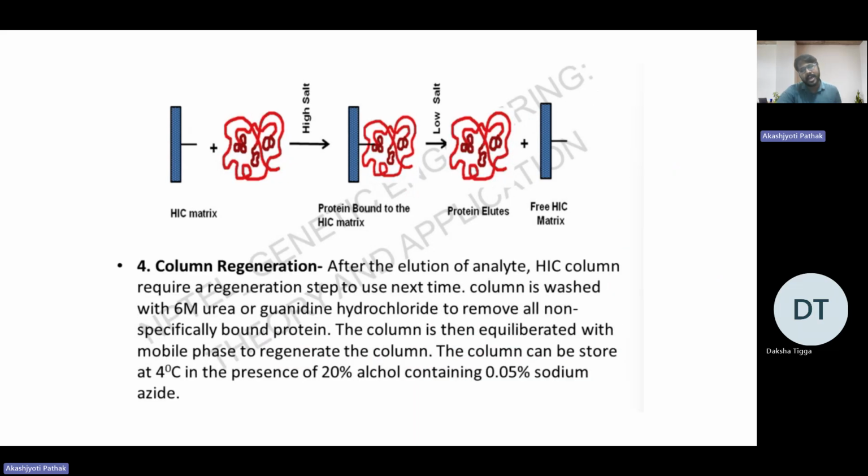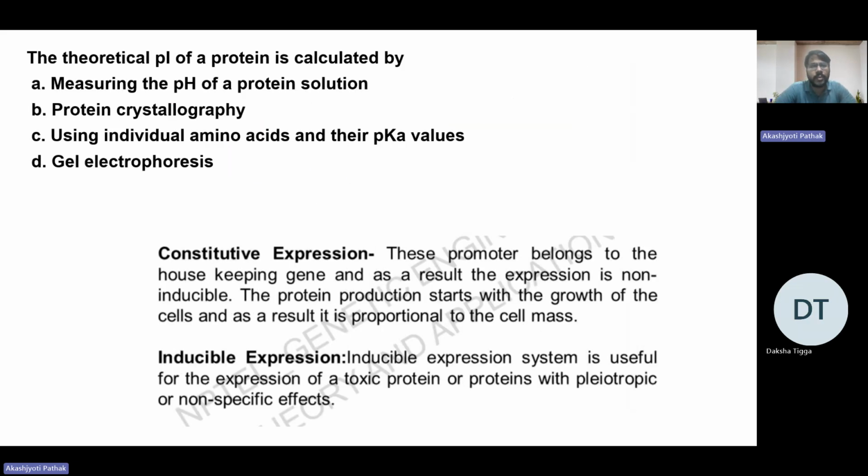Now the last step is column regeneration. When you have got your protein, whether you are working on the basis of polarity or on the basis of salt, you have to apply a very low salt, or a very non-polar solvent, so that all the non-bound proteins get washed out.